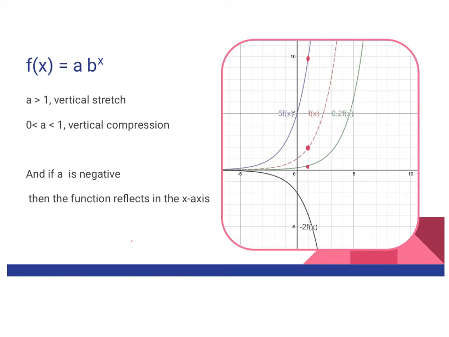So looking at them graphically, we can see that the red one is the parent function, and in this case I chose 2 to the x. So this is 2 to the x, the parent function. When I multiplied it by 0.2, it's 0.2 times 2 to the x, and this one is 5 times 2 to the x. So our initial value is 5 in this case, and in the green case the initial value is 0.2.